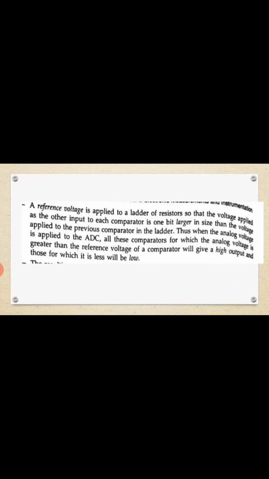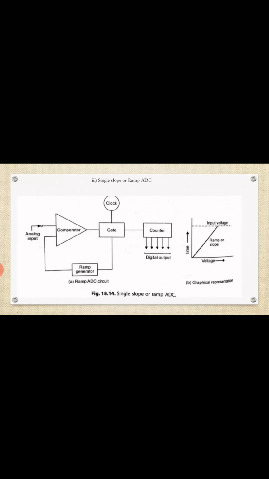So all the comparators for which the analog voltage is greater than the reference voltage give a high output, and the remaining give a low voltage. High means 1 and low means 0. Hence, finally, it will be encoded.